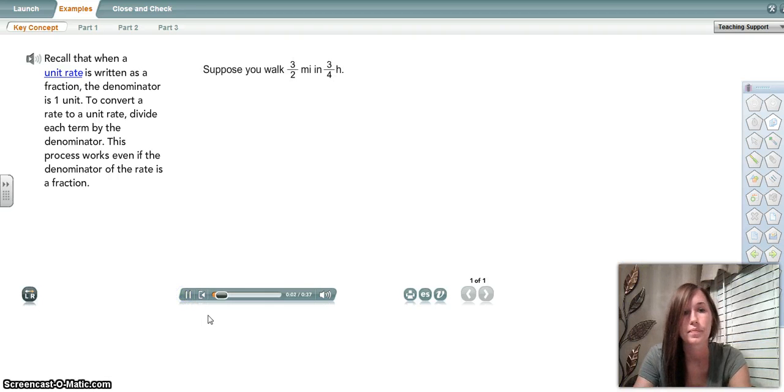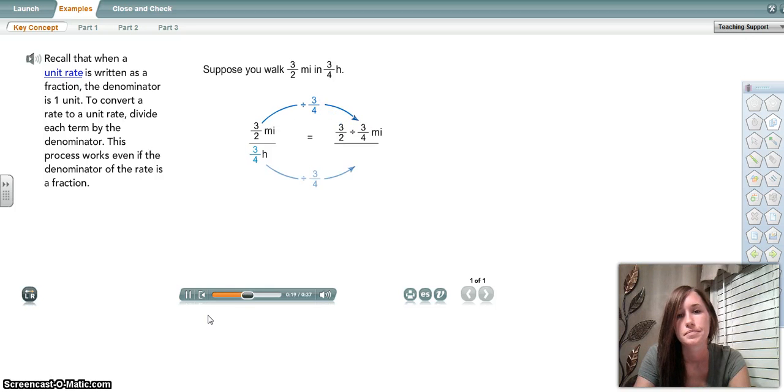Suppose you walk 3/2 miles in 3/4 of an hour. Write this rate as a fraction. To convert this rate to a unit rate, divide each term by the denominator. Remember, dividing by a fraction is the same as multiplying by its reciprocal. Now, simplify. Your unit rate is 2 miles per hour.